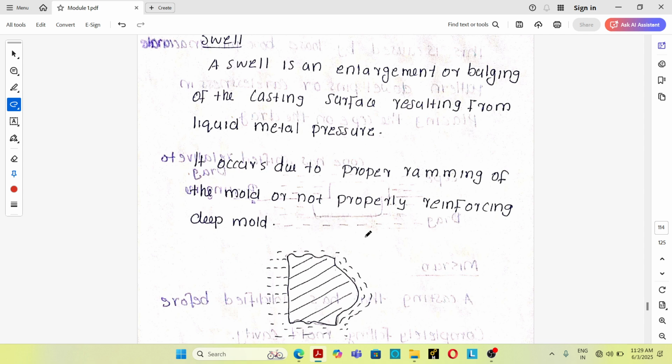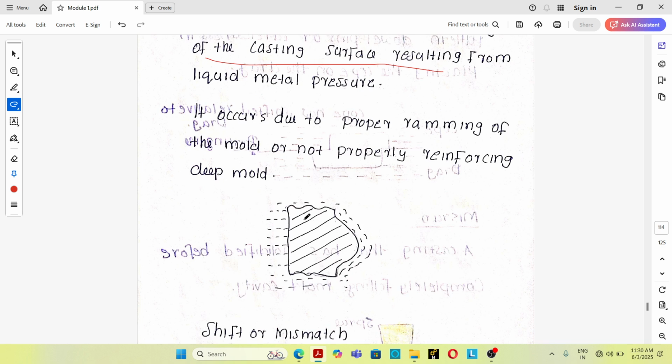See, swell is an enlargement or bulging of the vertical face of a casting surface due to high liquid metal pressure. It occurs due to improper ramming of the mold or not properly reinforcing a deep mold.